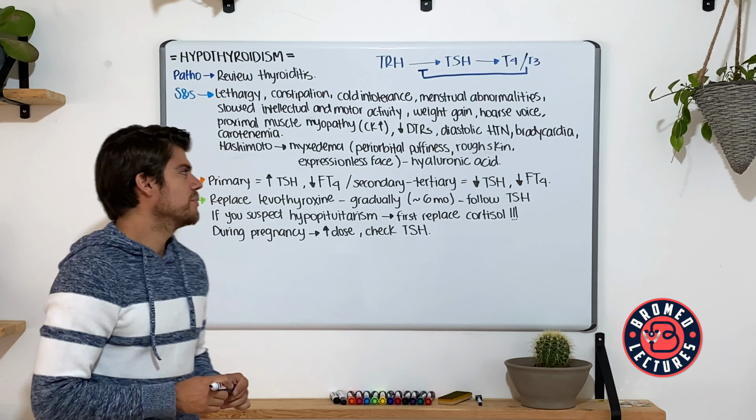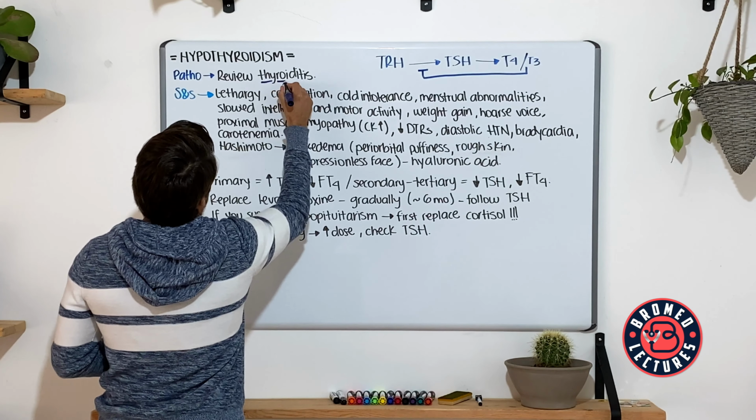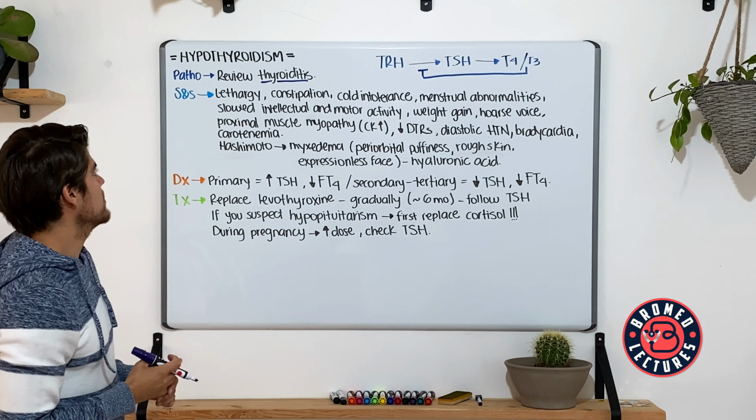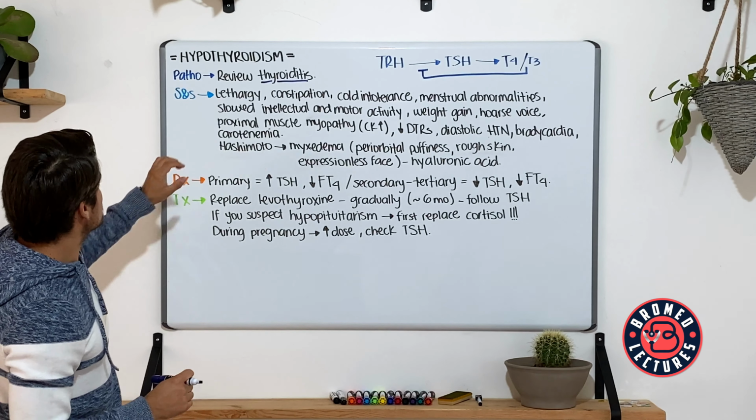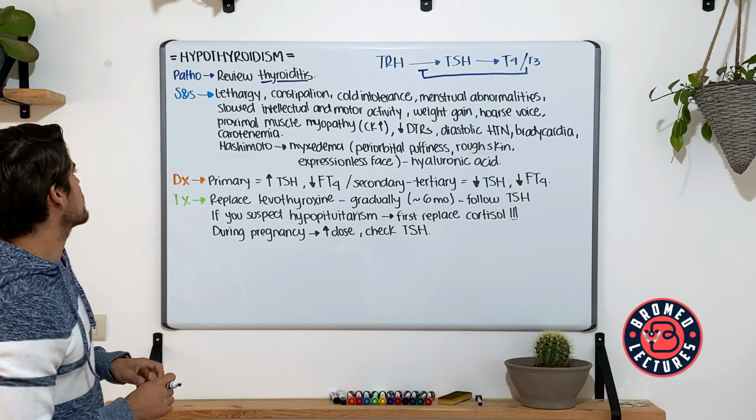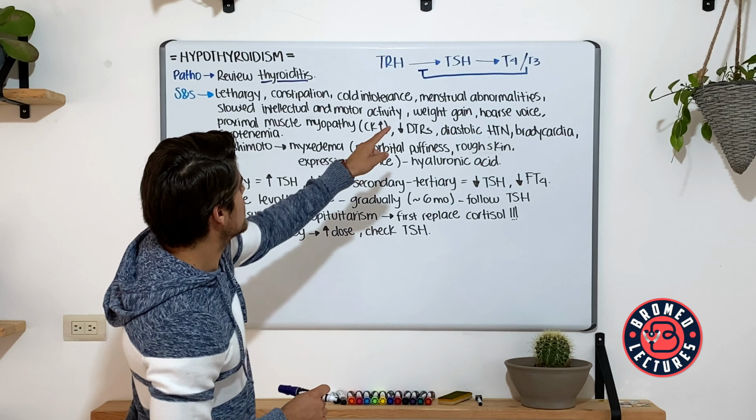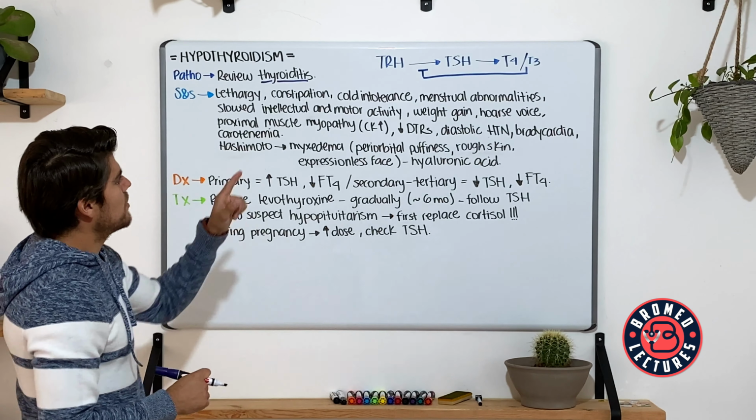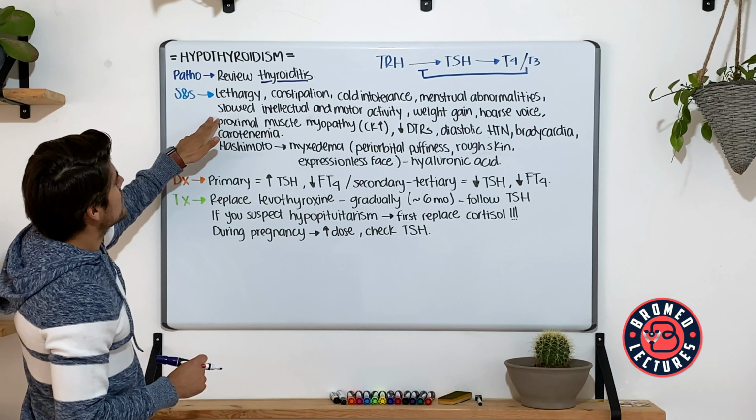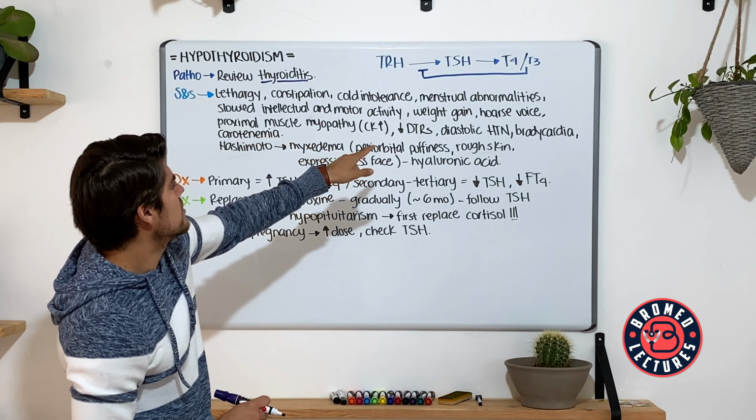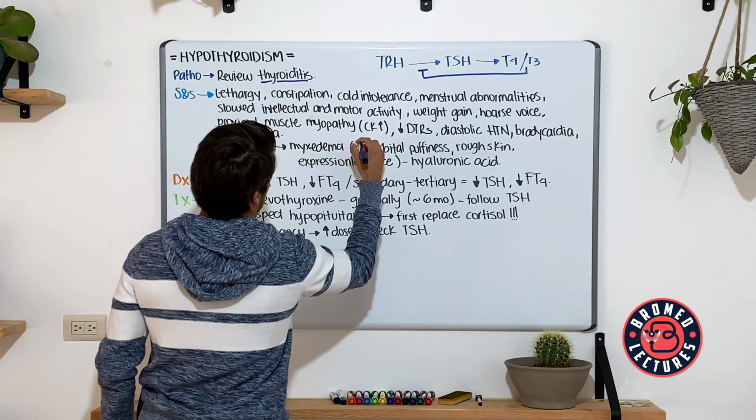Okay, so let's continue with the pathogenesis. Please review the thyroiditis video. In this one, we go in depth for the Hashimoto thyroiditis, which is the one that we require for this condition. And for the signs and symptoms, remember that the patients are going to describe low energy or lethargy, constipation, cold intolerance. Some may refer menstrual abnormalities. Remember, these appear in both hyperthyroidism and hypothyroidism. Low intellectual and motor activity, patients usually describe weight gain, hoarse voice, proximal muscle myopathy. Remember to check the creatine kinase.